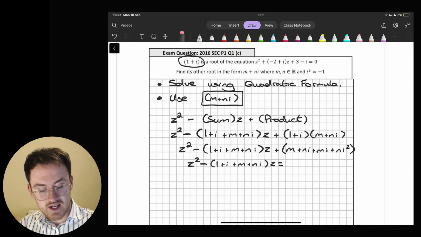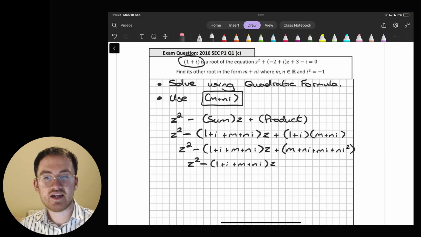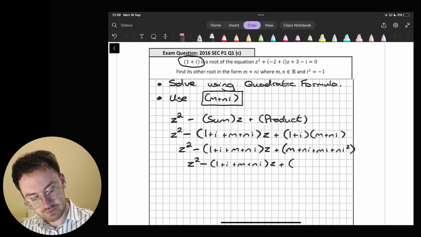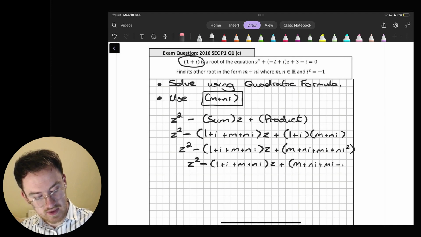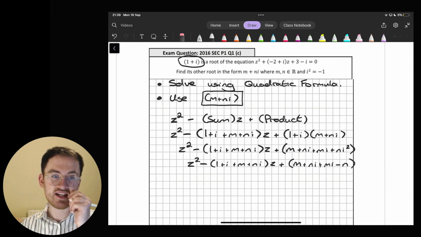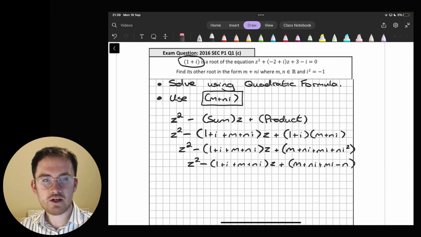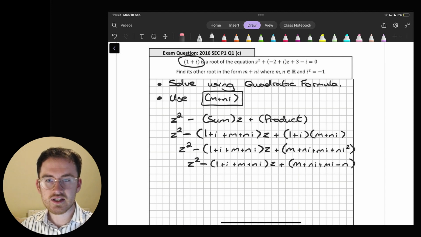So we can simplify down. So we get 1 plus i plus m plus ni plus m plus ni plus mi minus n. Okay, minus n coming from the i squared part there. So now what we're going to do is compare different parts of this equation with each other.